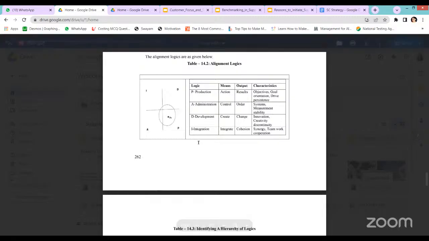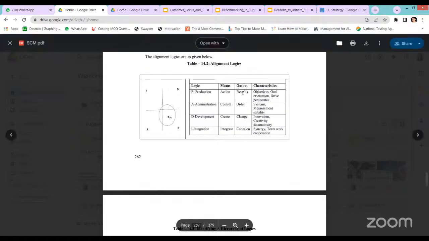The next one is alignment logics. In relation to the alignment: production, administration, development, and integration. Production means action. Administration involves control. Development is creating, whether creating a product or creating customer relationships. And integration is integrating all those involved.